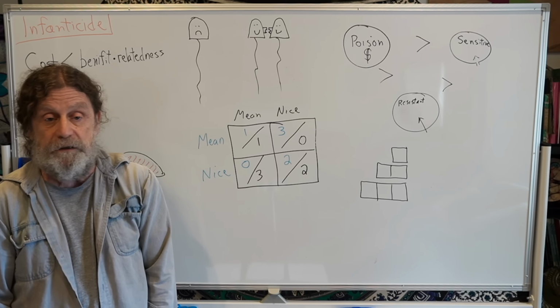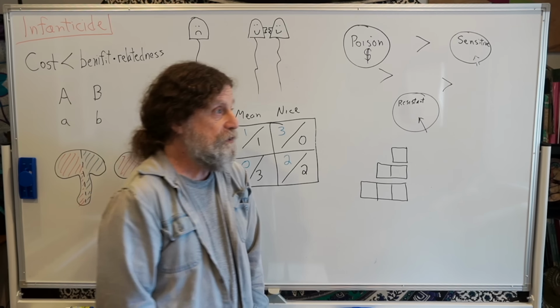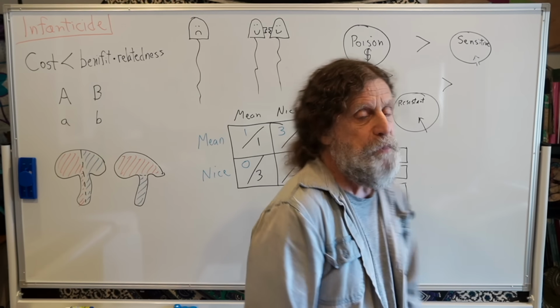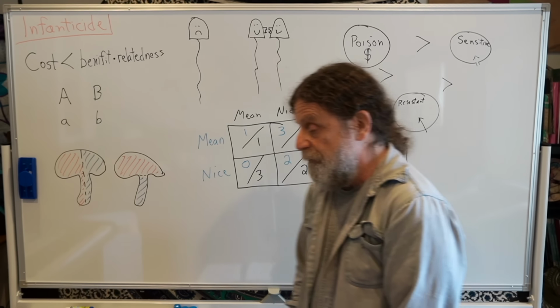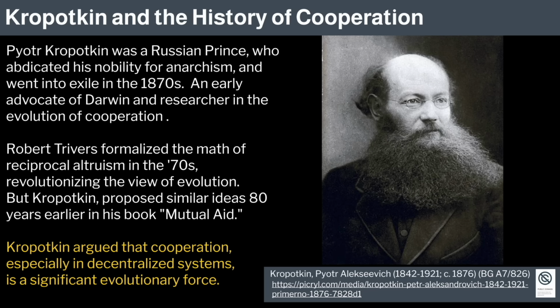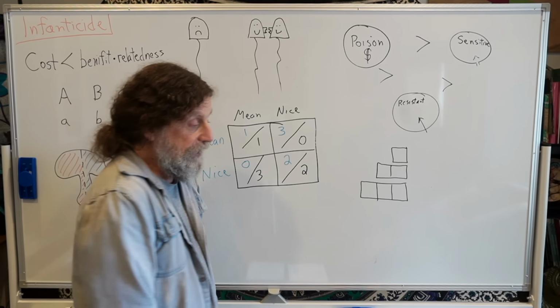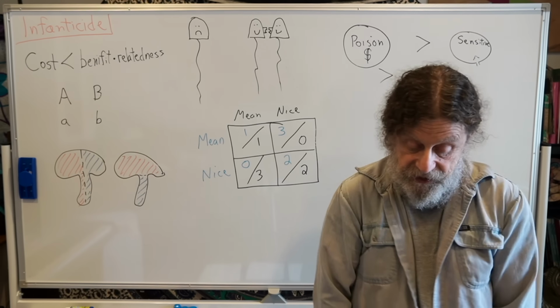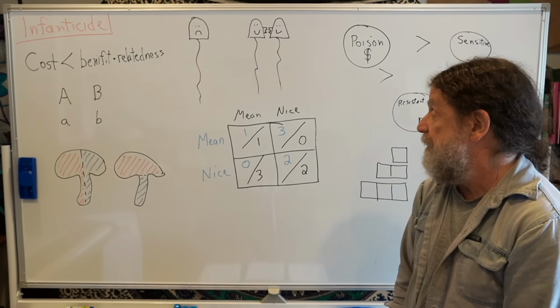Kropotkin, 80 years earlier than all of this, published a book whose name I am losing: Mutual Aid, the driving force of evolution. Before any of this, 80 years earlier, he was already saying sometimes cooperation is good, and you may see evolution selecting for that, and it tends to be in decentralized systems, says the anarchist Kropotkin. Nonetheless, the rest of the world catches up 80 years later, and in comes this recognition that under very special circumstances, it makes sense to cooperate.